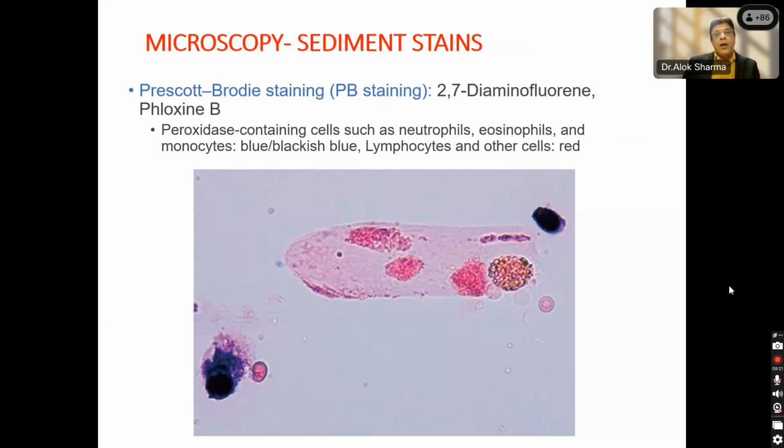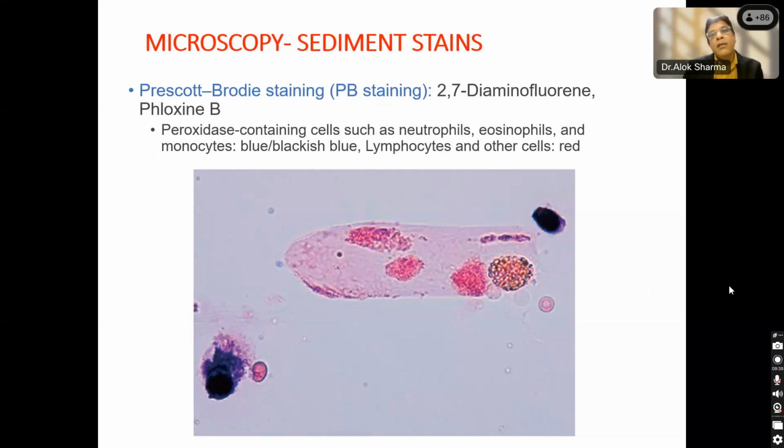Similarly, you have WBCs, right? I talked about the WBC casts. And now, for the peroxidase containing cells like the neutrophils and eosinophils, you can use a stain called the Prescott Brody stain, or PB stain, as it is commonly called.